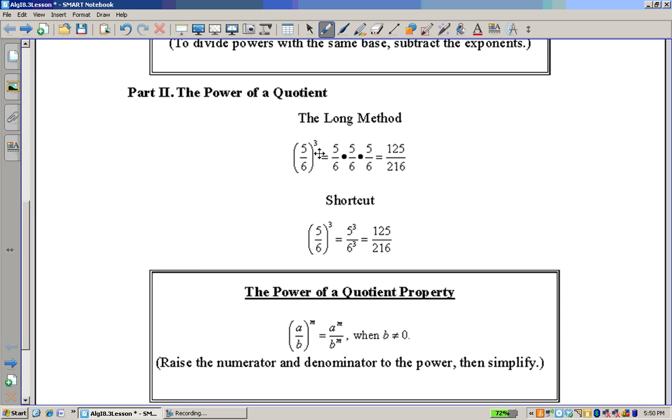Now, you can also look at the power of a quotient. If you have a power with this division, the quotient there, you can actually distribute this. The long way is to simply use a Xerox, copy it 3 times, and go from there. The shortcut is to simply distribute it. It's not really a distributive property, but it acts like one. And you have 5 to the 3rd on top, 6 to the 3rd on bottom, and then simply work it out from there.